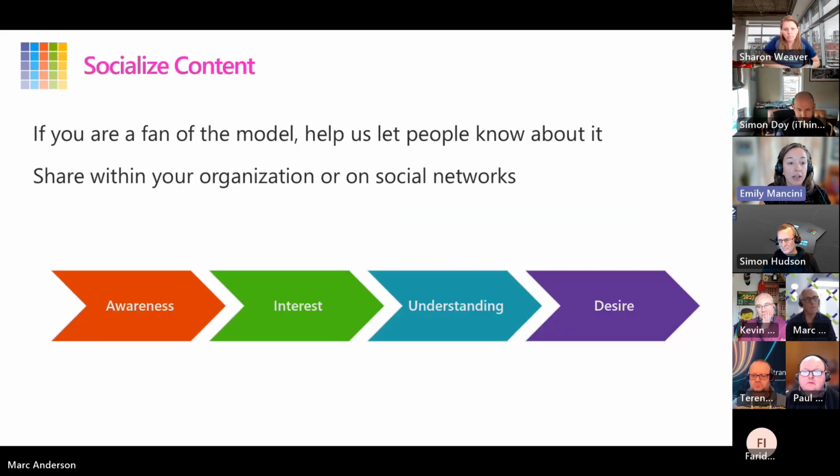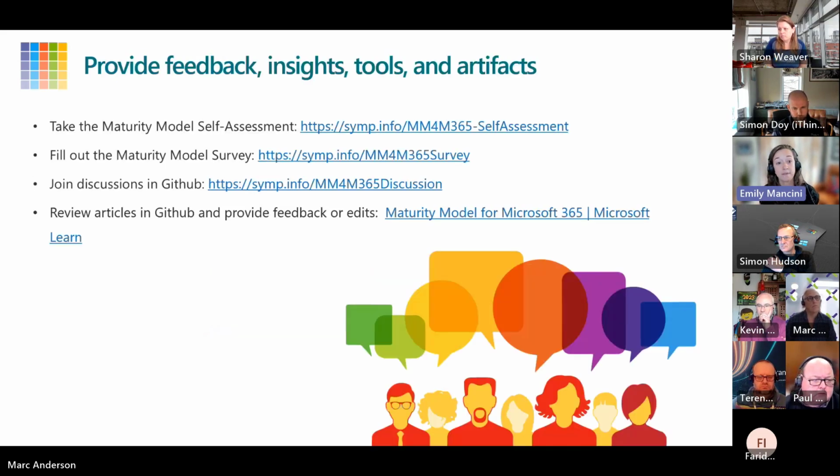So continuing on now to providing feedback, insights, tools, and artifacts. This does seem pretty vague. Of course, that is in reference to all of those articles that we just talked about, but we have a couple of different ways that you can get involved as well. We have the maturity model self-assessment. This will help you see where you are, but it also helps add to our pool of data so we can start to gather trends of where people are in their maturity model across industries. So of course, you can do that in the survey as well.